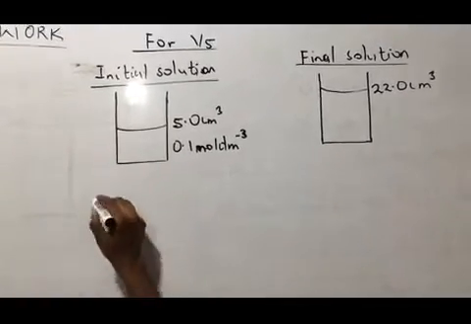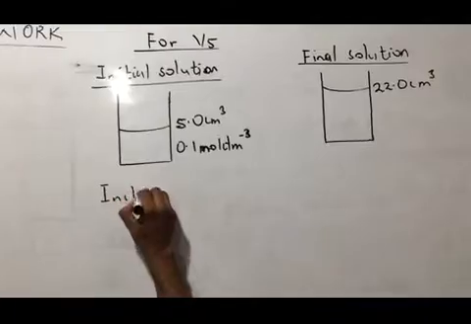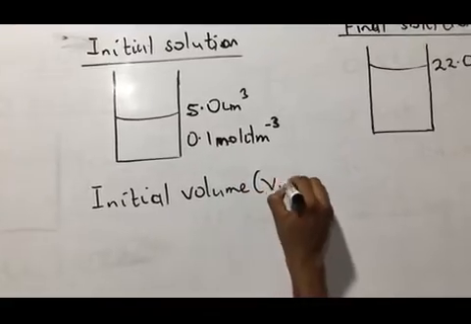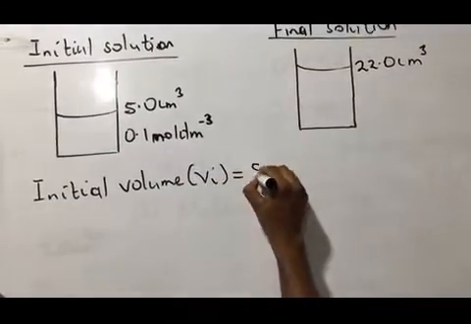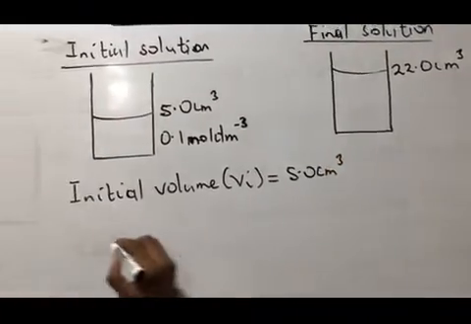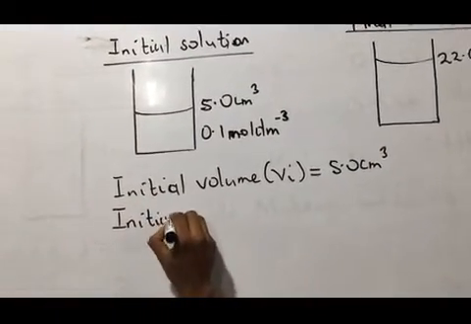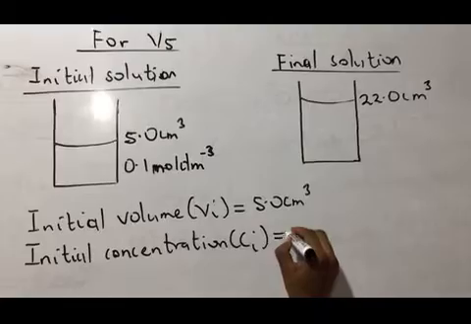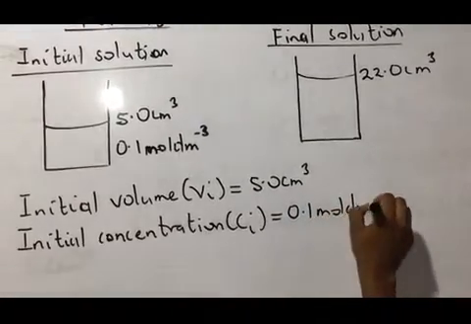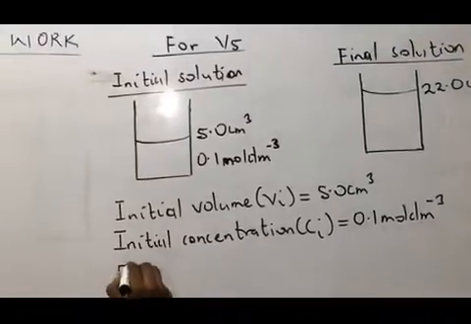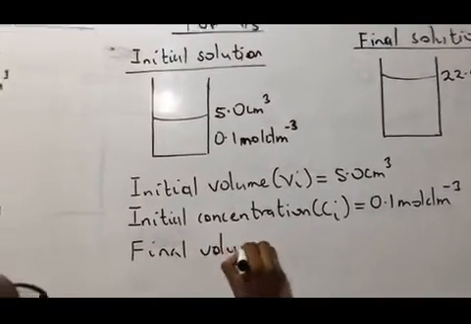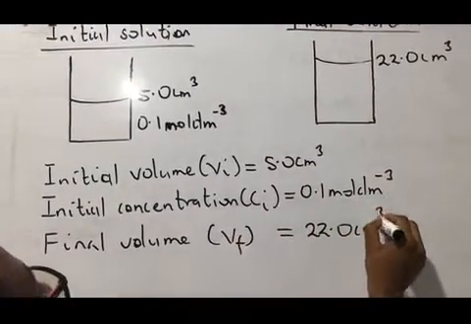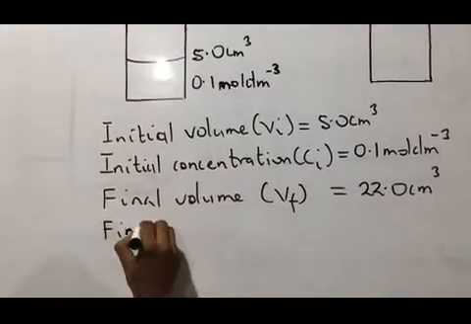So we put down the information as we did for V2. So initial volume VI is equal to 5.0 centimeter cube, initial concentration 0.1 mole per dm cube, and then you have the final volume VF as 22.0 centimeter cube. So we calculate for the final concentration.